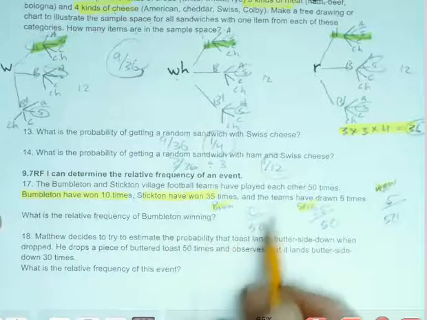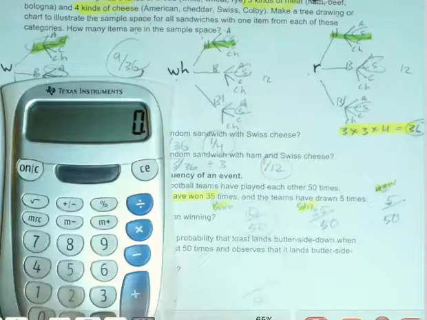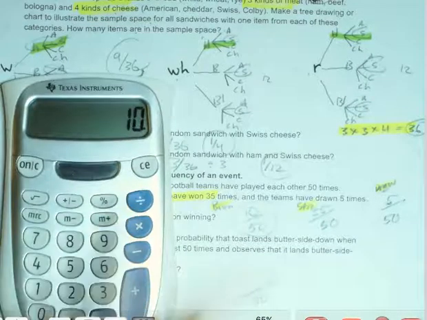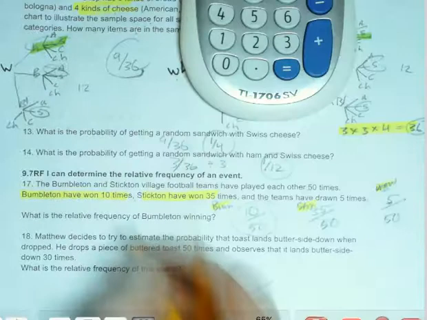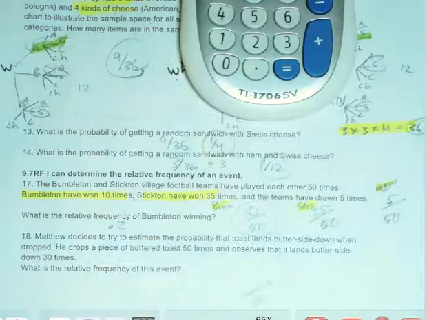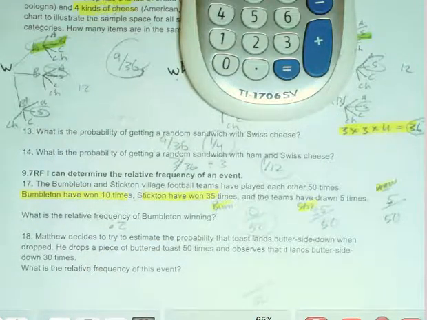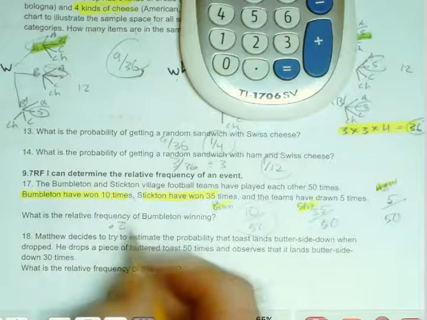What is the relative frequency of Dumbleton winning? Well, Dumbleton winning is 10 out of 50. And so I'm going to divide 10 by 50. I bet a lot of you already know that that's just 0.2. They didn't tell me how they wanted me to express my answer, and I always express it as a decimal when asked for the relative frequency if they don't specify a fraction or a percent. So they have a 0.2 chance of winning.